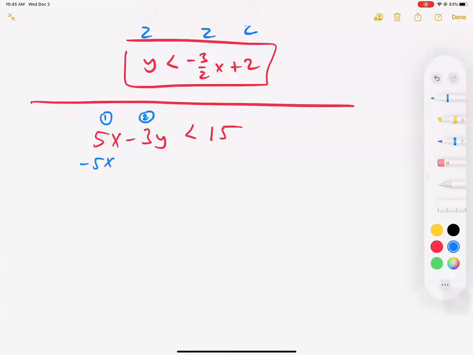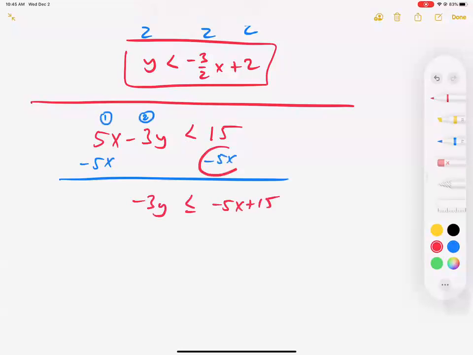Minus 5x to both sides. Again, when I minus the 5x, do we have to flip the inequality? Do we have to flip it? Nope. We only do it for multiplication and division. 5x and 5 are not like terms. That's why I wrote them next to each other.